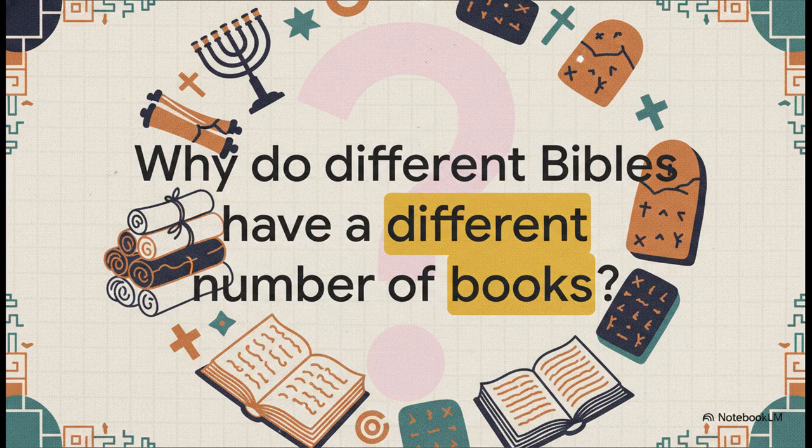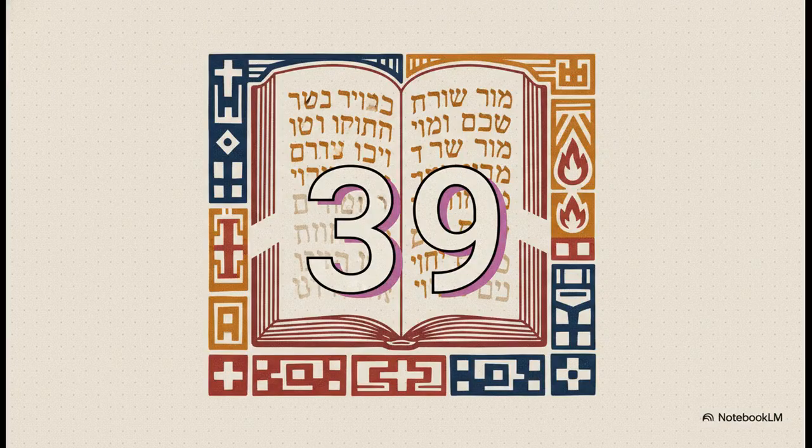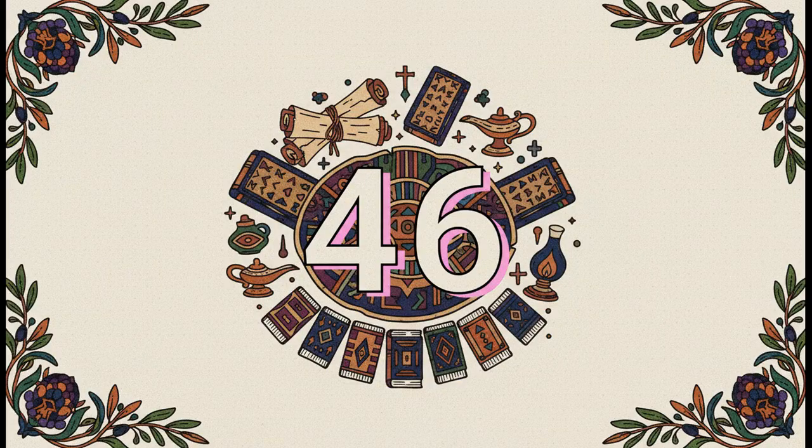Let's break down the numbers. In most Protestant Bibles, the Old Testament has 39 books. This list was settled during the Reformation back in the 16th century, and it matches the books you find in the original Hebrew Bible. But then you pick up a Catholic Old Testament, and you'll count 46 books. It includes 7 books, plus some extra parts to others that you won't find in the Protestant version.